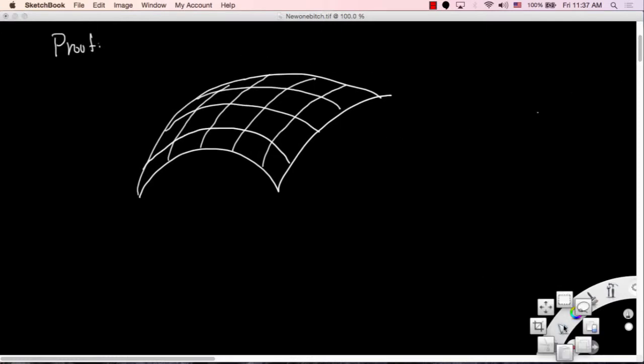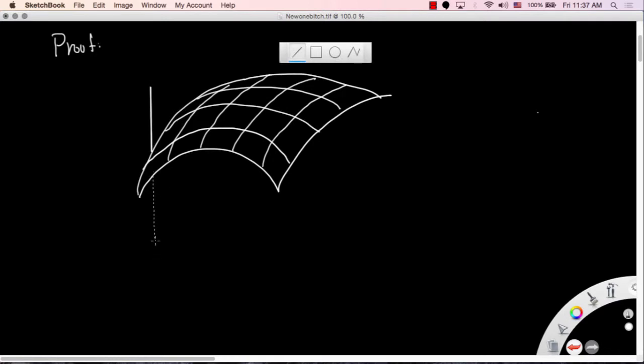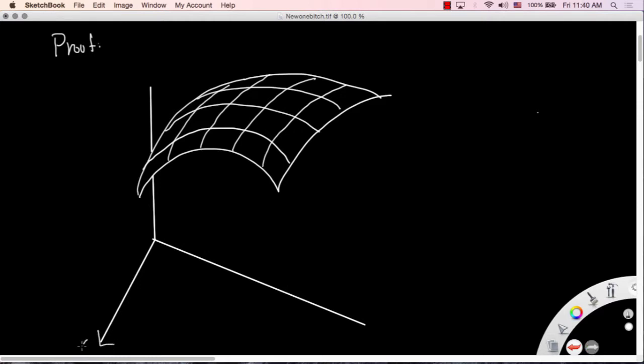And draw some axes. Label my axes, say x, y, and z. Now what we're interested in is just the area of one of these squares here, and then we generalize it to the whole surface. Now within this square here, I'm going to label a point closest to the origin, say I'll call it point P.